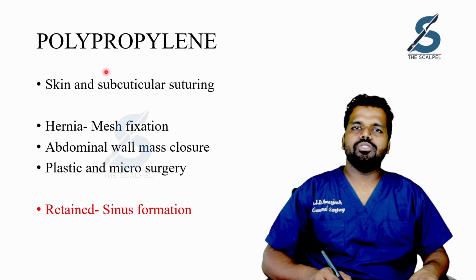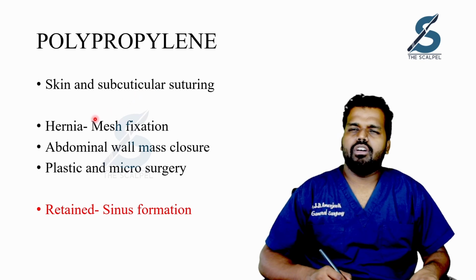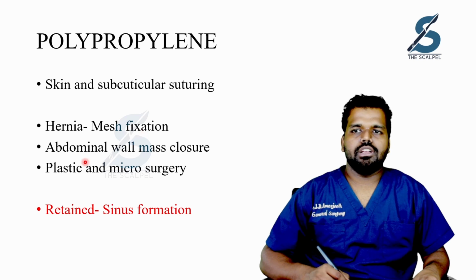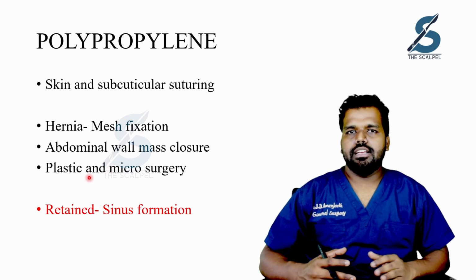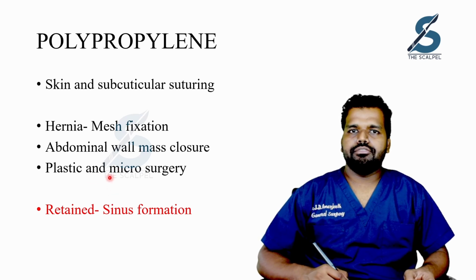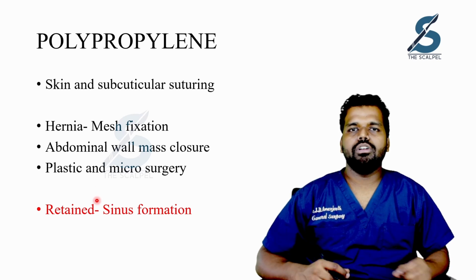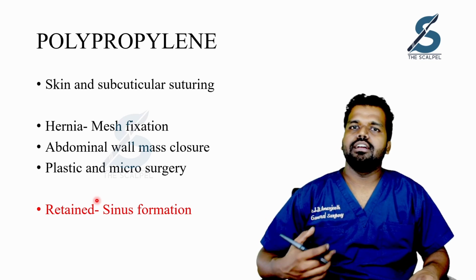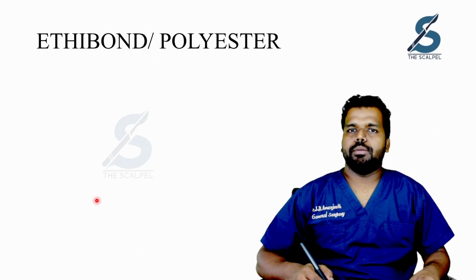This is one of the sutures which are used for skin and subcuticular suturing, then commonly used for hernia mesh fixation, abdominal wall mass closure, and also in plastic and microsurgery. So Ethilon, Prolene, all these suture materials, if they are retained when used for skin closure, they can form sinuses, and later on it will have to be debrided, and only when the suture material is retrieved, the sinus usually heals. Come to the next one.